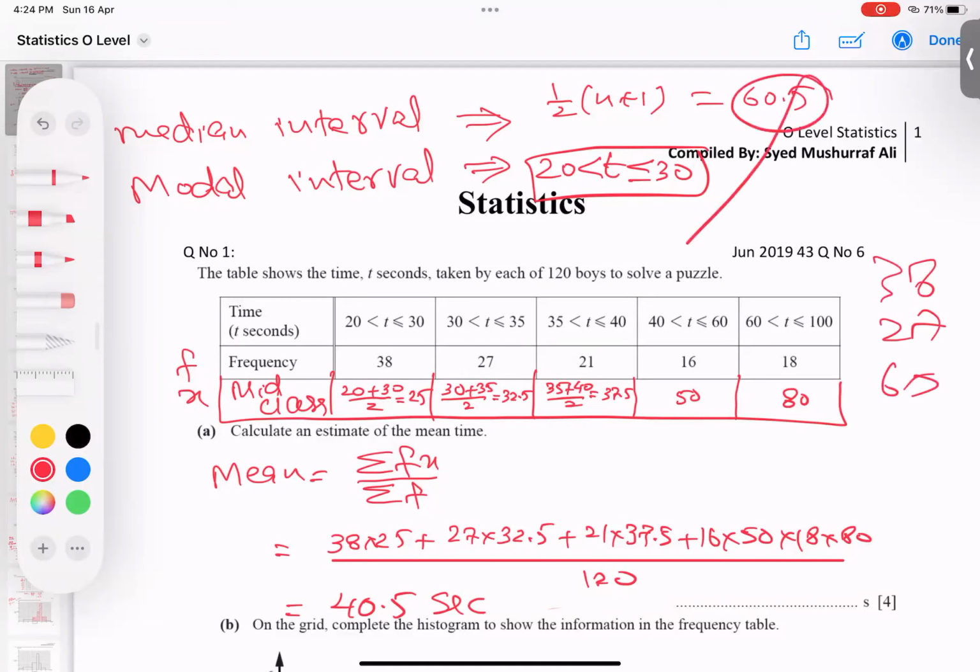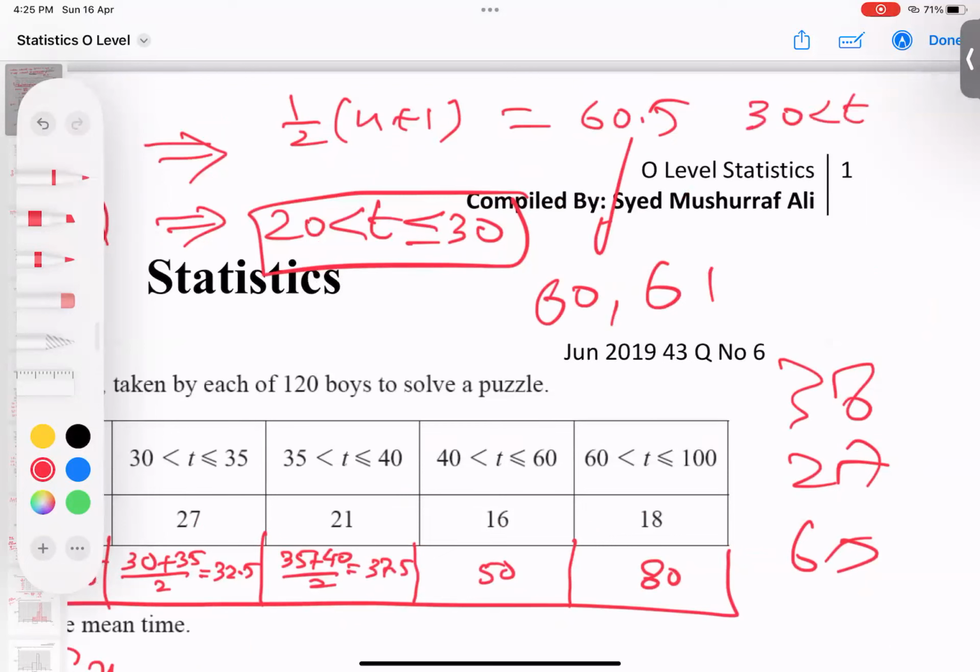So it means 60.5 is coming in this column. Why this column? Because I'm looking for the 60th term and the 61st term, and both are hidden in this section. How come? You can ask me, how, sir? What is the logic behind it? Because the first class repeated 38 times, and then this is 27. If I add them both, it goes to 65. So both the 60th and 61st lie in this section. So the median interval I'm writing here is 32 to 35. This is my final answer.